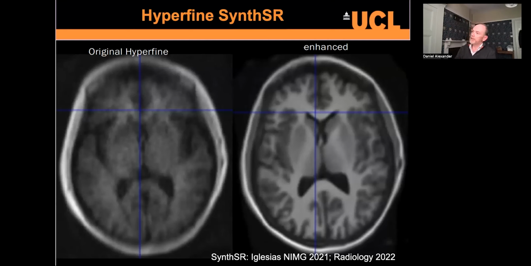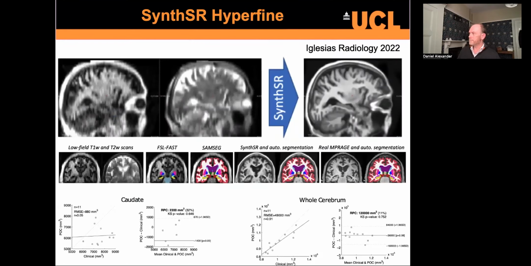It works surprisingly well even on the very low quality Hyperfine images. So here is a typical Hyperfine image. This is actually from an adult rather than a child, but going through that SynthSR enhancement actually produces a pretty dramatic enhancement, and not a bad approximation to a reasonably high quality T1 weighted image. So Eugenio has just published a study showing a reasonable correlation of volumetrics, regional volumes derived from those enhanced images, with what you get from the same people imaged on a high field system.